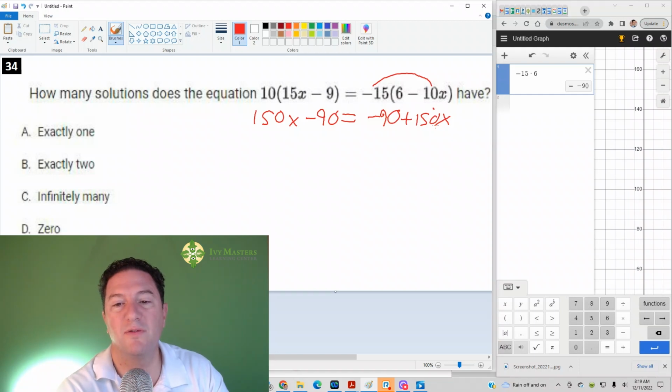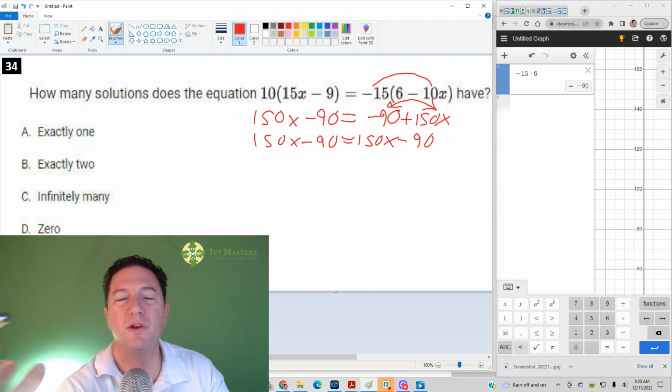These are just in different order. So remember, 2 plus 3 is the same as 3 plus 2. They're both 5. So this is 150x minus 90 equals 150x minus 90.